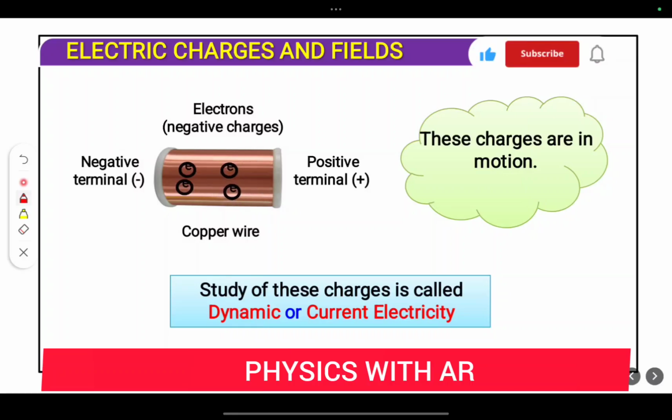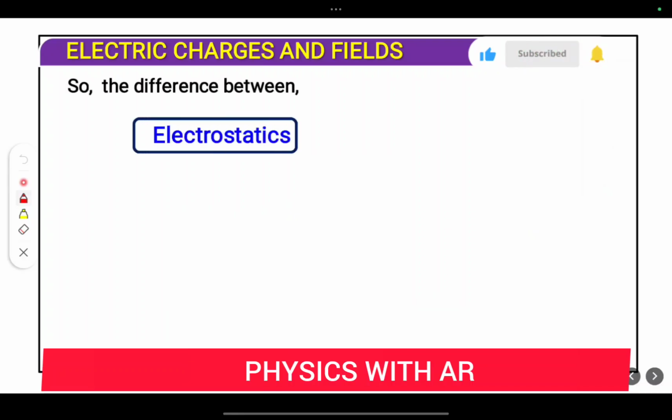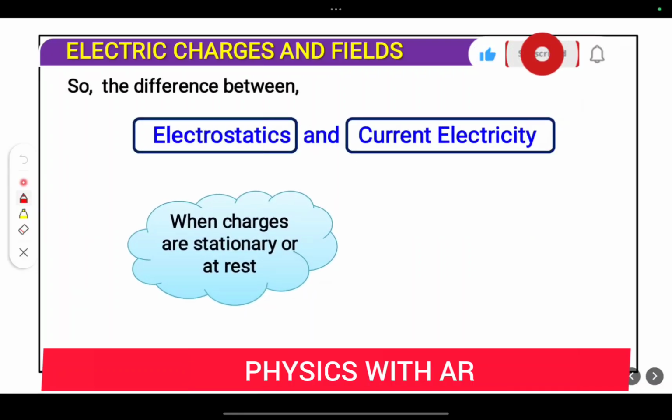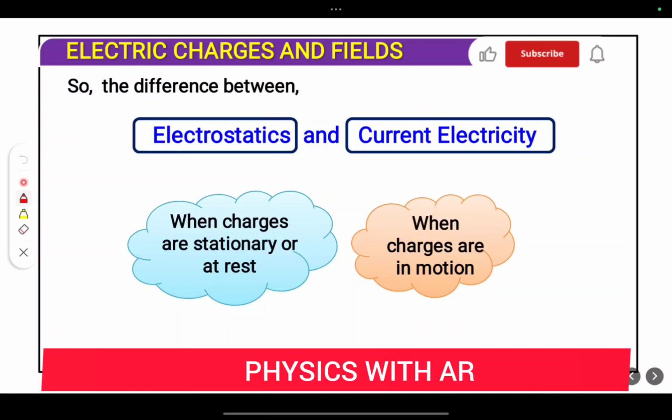But in the chapter electric charges and fields, we are going to discuss when charges are at rest. So what is the basic difference between electrostatics and current electricity? In electrostatics, charges are stationary or at rest. In current electricity, charges are in motion. Now at present our topic is electrostatics.